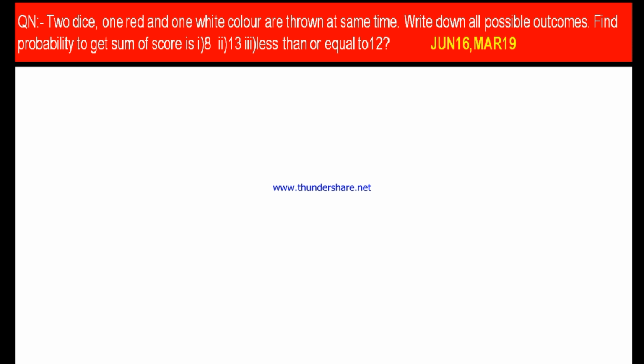I shall repeat. 2 dice, one in red and one in white color, are thrown at the same time. Write down all possible outcomes and find the probability to get the sum of the scores is either 8 or the sum of the scores is 13, and the third bit, the sum of the scores should be less than or equal to 12. This question appeared in June 2016 and March 2019.